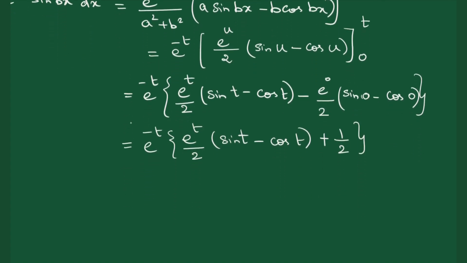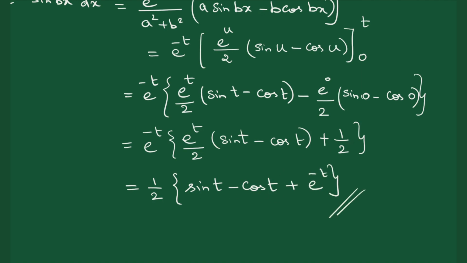Suppose if you want, we can simplify this further. So 1 by 2 we can make it as a common term. Open bracket. Now we can multiply this e power minus t inside this term. So e power minus t and e power plus t get cancelled. So we'll be getting sin t minus cos t, and this e power minus t into this will give you plus e to the power minus t. So this is the final answer.